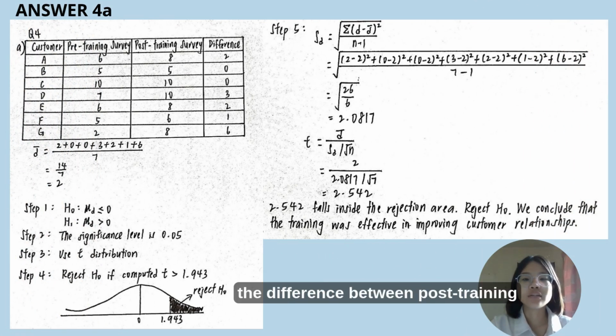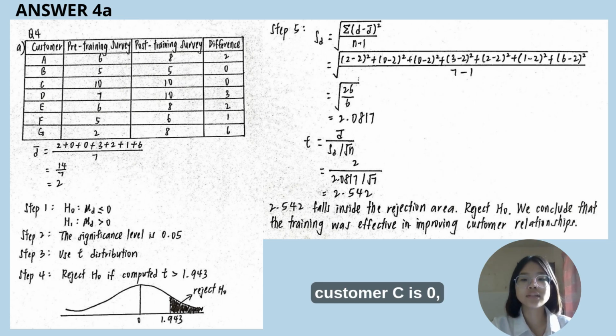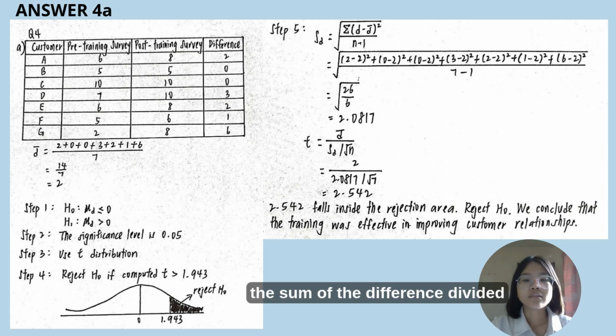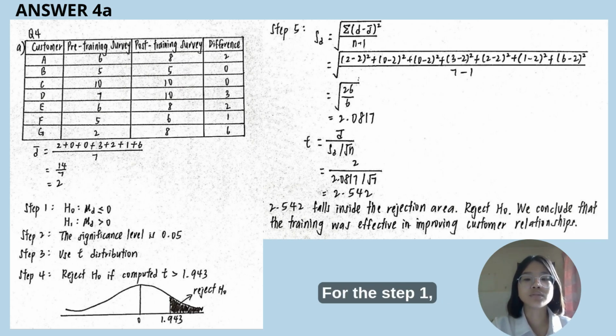For question 4a, the difference between post-training survey and pre-training survey for customer A is 2, customer B is 0, customer C is 0, customer D is 3, customer E is 2, customer F is 1, and customer G is 6. The D bar is the sum of the differences divided by the number of samples. So equal to 14 divided by 7 equal to 2. For step 1, the null hypothesis is mu sub D less than or equal to 0.